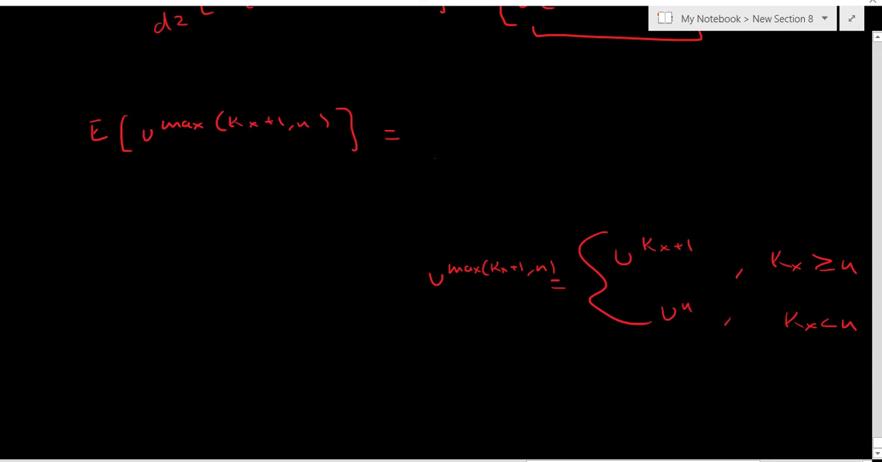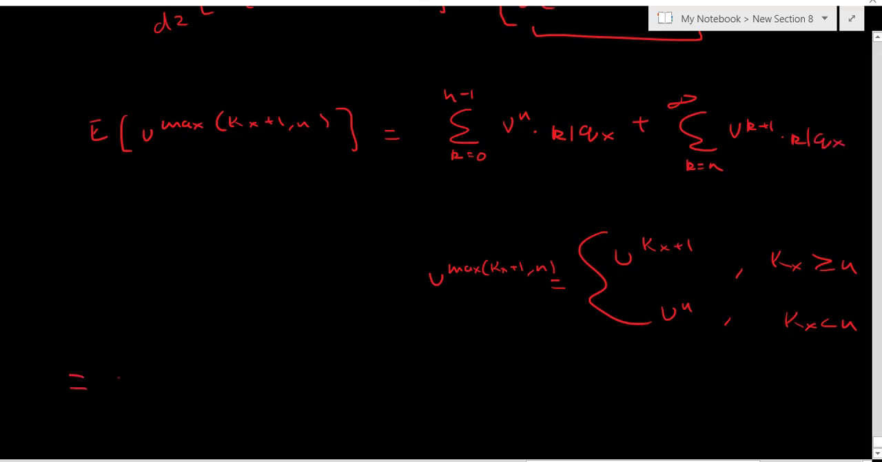Now if I need to find this, it can be written as the sum, when we are less than n, going from k equal to 0 to n minus 1, of v to the power of n into the probability of K_x being equal to k, that is k deferred q_x. Plus this part going from n to infinity, greater than or equal to n means k equal to n to infinity, of v to the power of k plus 1 into k deferred q_x again. So let's expand this.